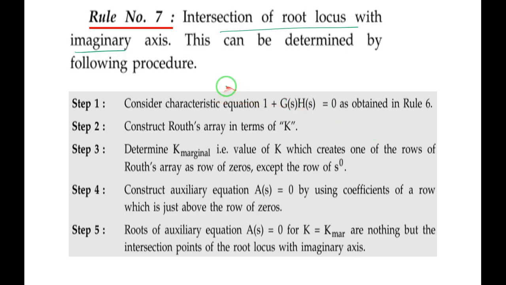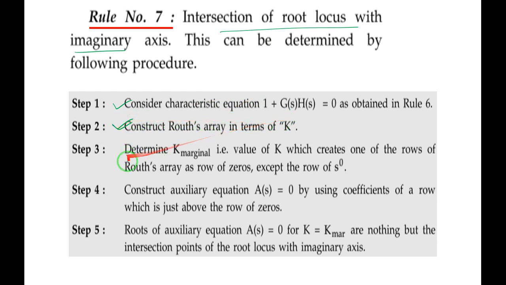That we'll see how. I hope you understood. We'll see how to find out the intersection points. Consider the characteristic equation. Step 1: consider the characteristic equation 1 plus g of s into h of s equal to 0. Then construct the root array.